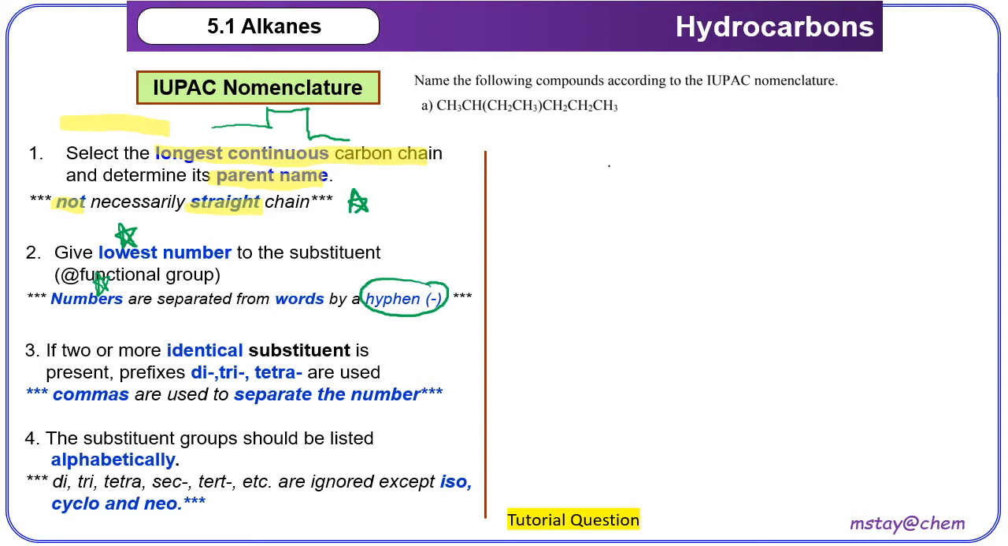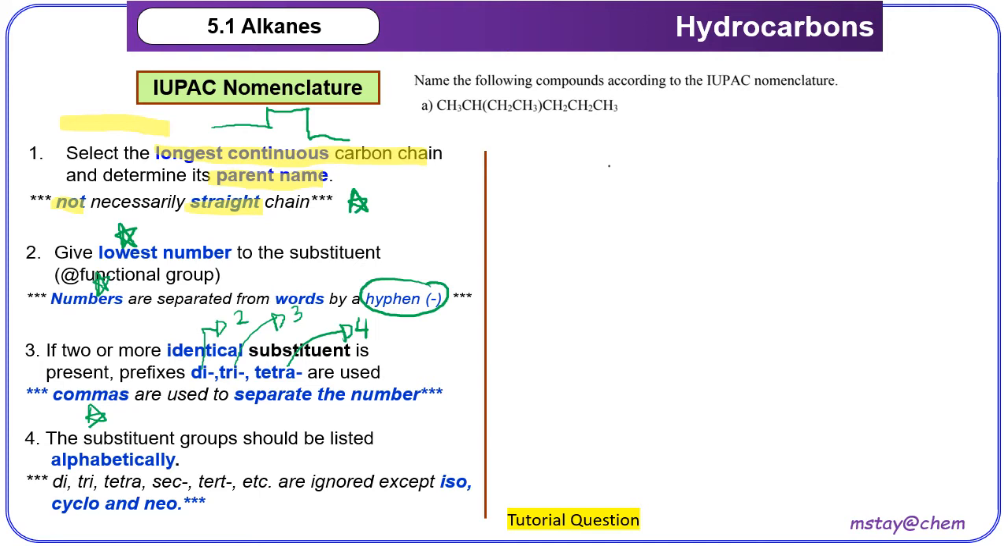Next, step number 3. If there are identical substituents, we can use the prefix di to represent 2, tri to represent 3, and tetra to represent 4. If the substituent appears twice, the number will appear twice as well to show the position of the substituent. In between the numbers, we are going to separate them by commas.